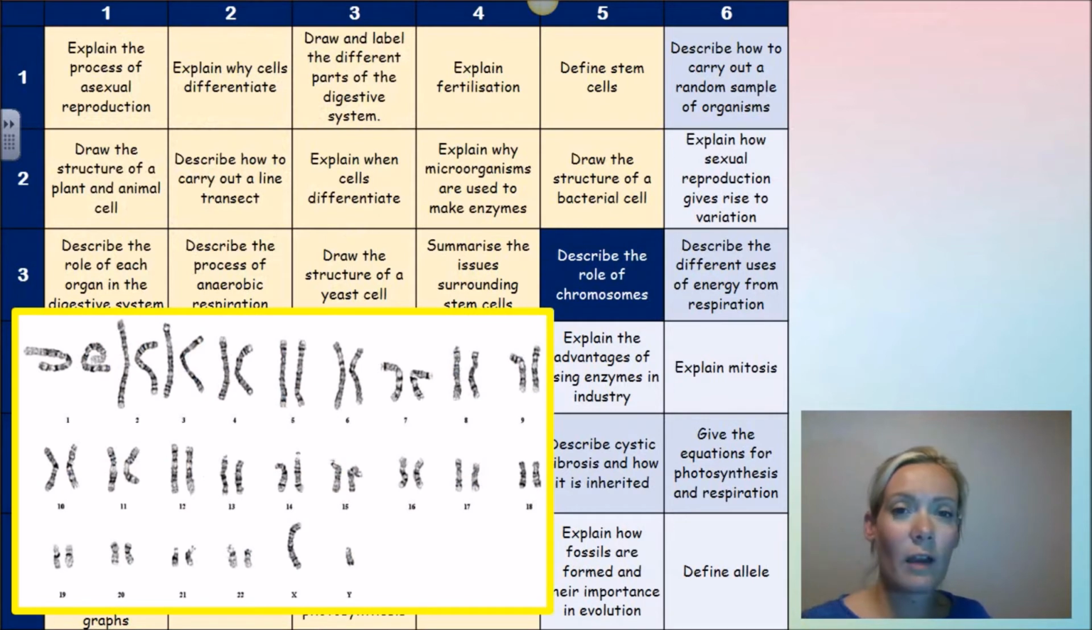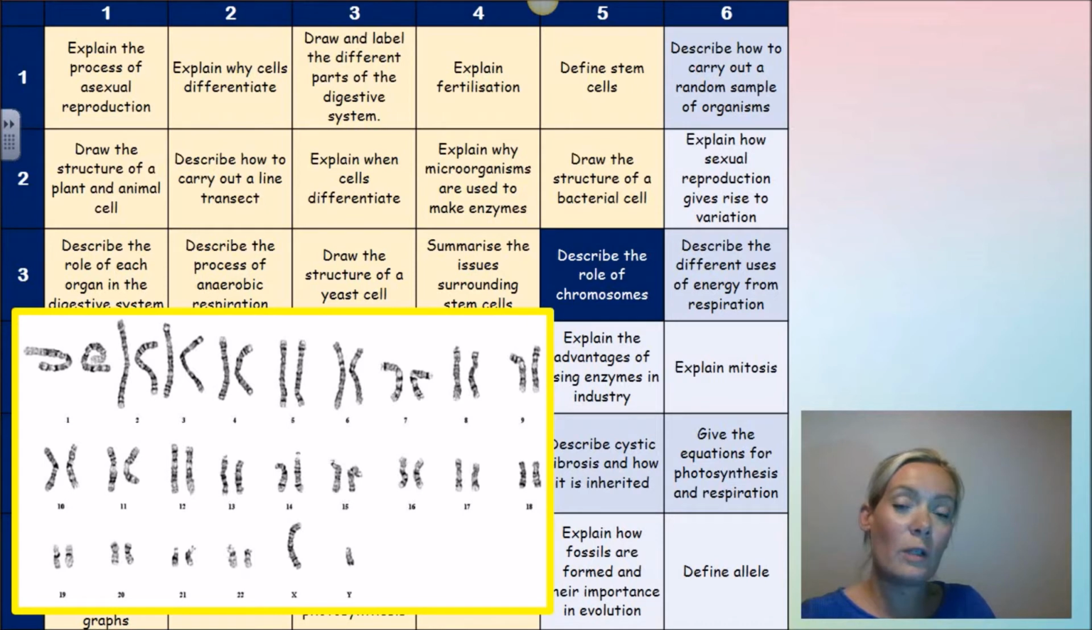Okay, describe the role of chromosomes. So chromosomes carry our genes, and here you can see what's called a karyotype. This is a picture of all of the chromosomes in one adult body cell. So you can see they're aligned in pairs because one comes from mum and one comes from dad. So if we pick chromosome number 5, you can see there are 2 lines. That's because you have one copy of chromosome number 5 from mum and one copy from dad, and they contain your genes.